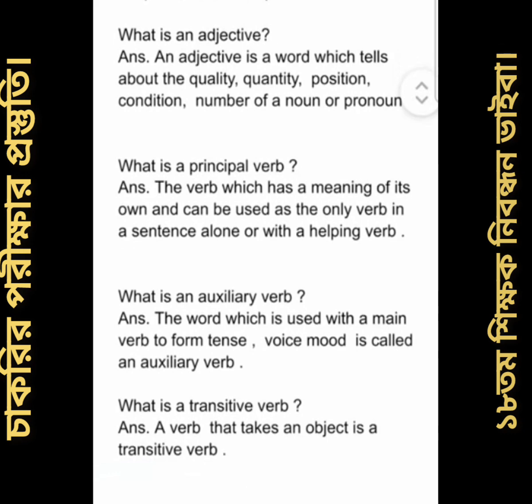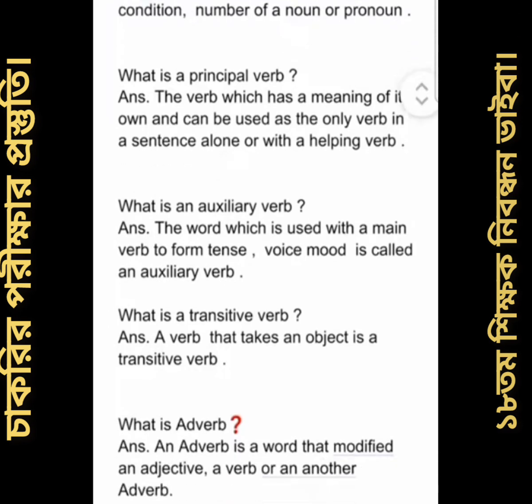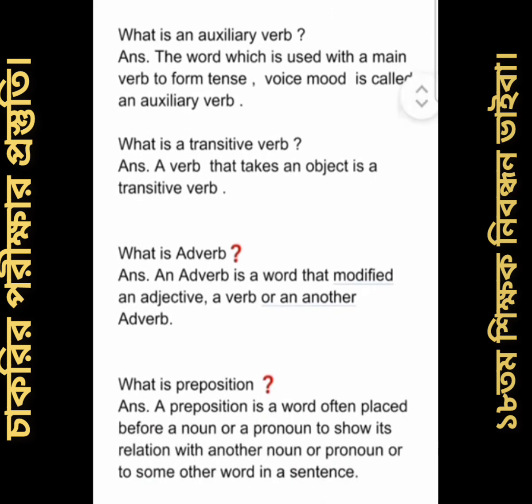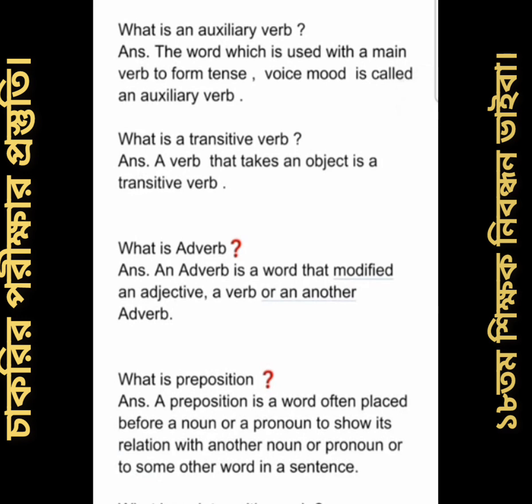What is an adjective? An adjective is a word which tells about the quality, quantity, position, condition, number of a noun or pronoun. What is a principal verb? The verb which has a meaning of its own and can be used as the only verb in a sentence, alone or with a helping verb. What is an auxiliary verb? The word which is used with a main verb to form tense, voice, mood is called an auxiliary verb.